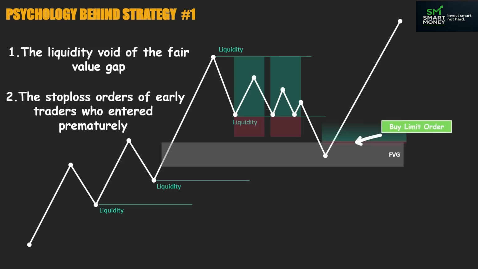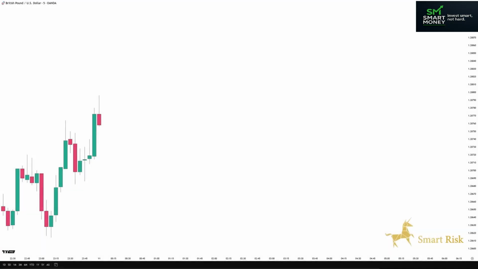To take advantage of this high-probability trade, place your buy limit at the highest point of the bullish fair value gap. Set your take-profit target at the nearest buy-side liquidity, usually above a recent high or an area of clean highs. Let's break it down with a real example on the 5-minute chart of Pawn Dollar.